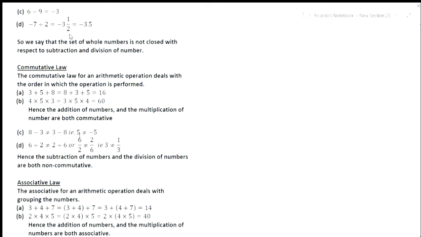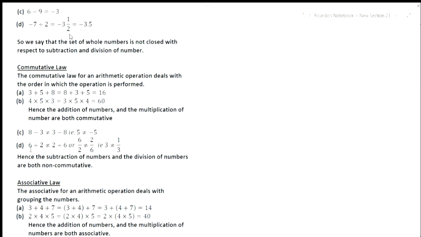So 5 is not equal to negative 5. 5 is a large number compared to negative 5, which is a very small number. So they are not equal. Okay? So this is what the law says. Okay, and look at division.